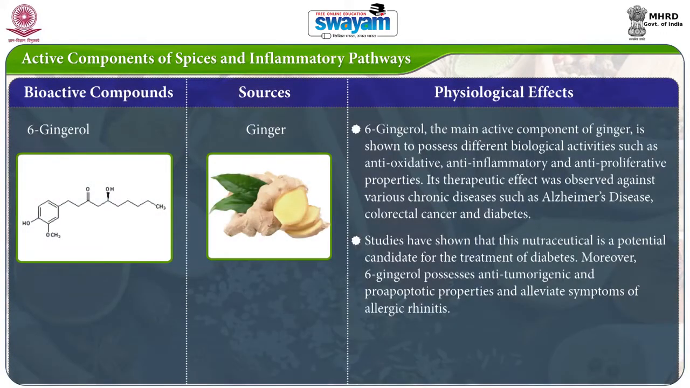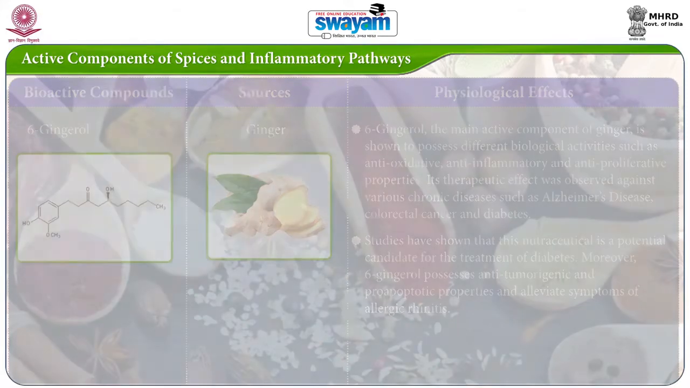6-gingerol, the main active component of ginger, is shown to possess different biological activities such as antioxidative, anti-inflammatory and anti-proliferative properties. Its therapeutic effect was observed against various chronic diseases such as Alzheimer's disease, colorectal cancer and diabetes. Studies have shown that this nutraceutical is a potential candidate for the treatment of diabetes. Moreover, 6-gingerol possesses anti-tumorigenic and pro-apoptotic properties and alleviates symptoms of allergic rhinitis.